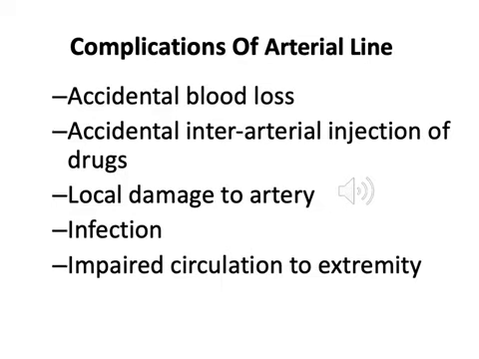Now, the most common complications of an arterial line: we may have accidental blood loss, and this is common. We may have accidental intra-arterial injection of drugs. Of course, some drugs we can give through the arterial line, but the major guidelines say that nothing should be given through the arterial line. We may also have local damage to the artery, infection, and impaired circulation to the extremities. These are the most common complications of an arterial line.